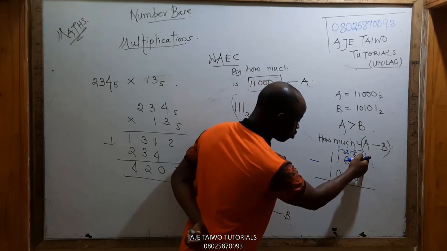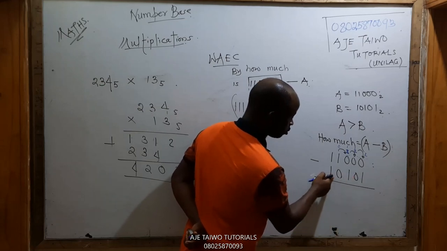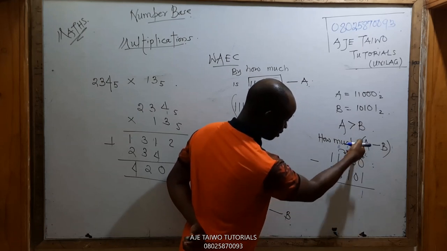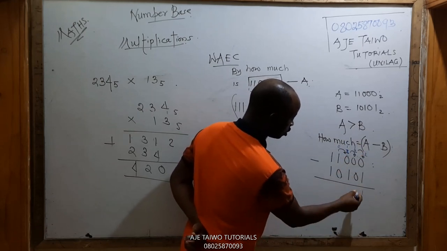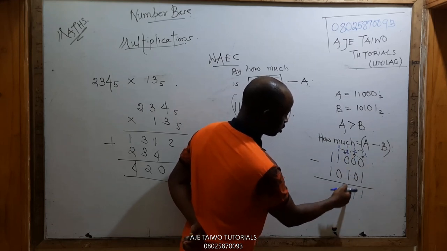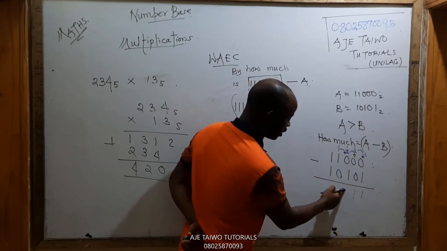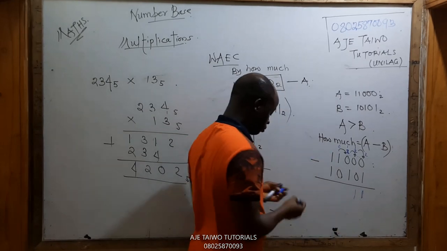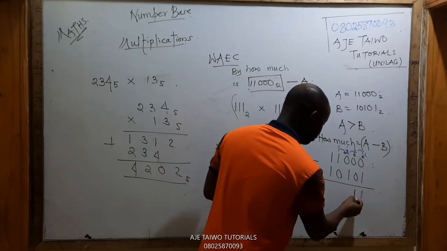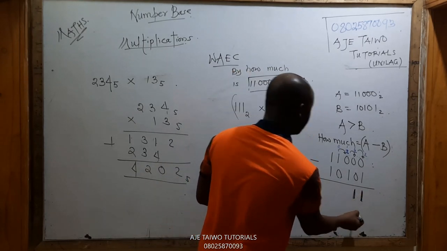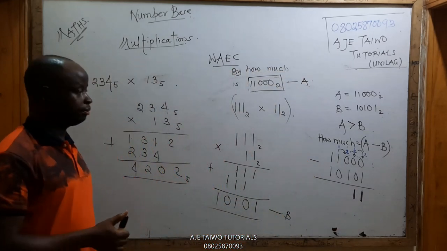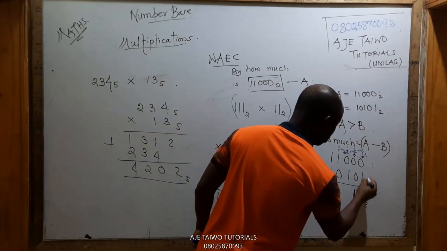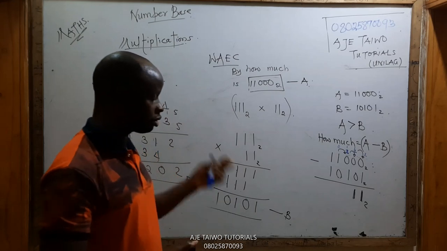Okay. So you have 2 minus 1, which is 1. This is the remaining 1. 1 minus 0 is 1. 1 minus 1 is 0. 0 minus 0 is 0. This is also 0. 1 minus 1 is 0. So this is the answer: 11, base 2. Just check the way I borrowed.